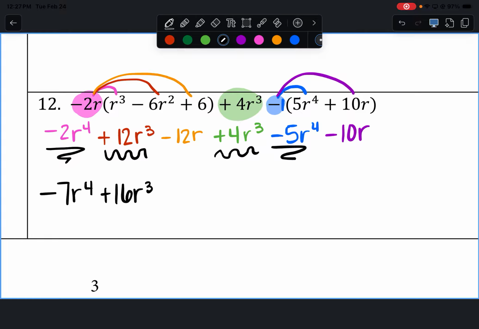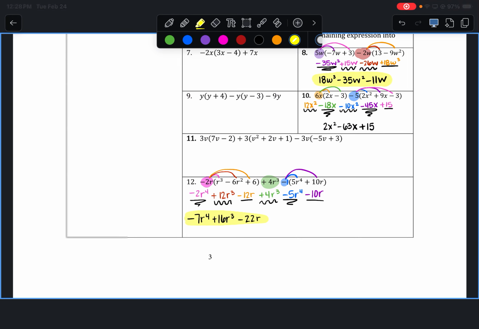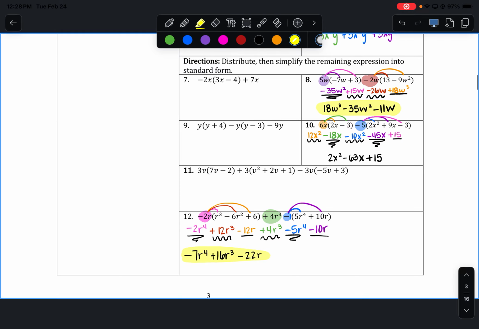Okay, after that, what do we need to combine? What is negative 12r minus 10r? So that right there is our answer. All right, so I want you to work on questions 7, 9, and 11.